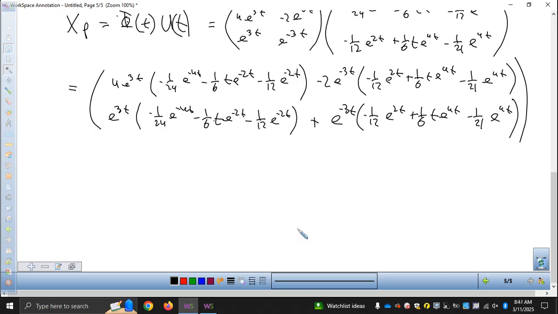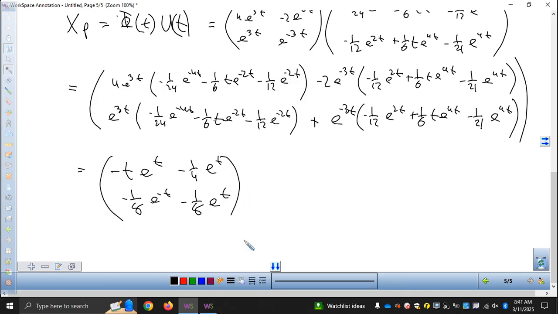And then we multiply everything out, combine like terms, simplify a little bit, and this becomes negative t e to the t minus 1/4 e to the t for my first row, minus 1/8 e to the minus t minus 1/8 e to the t. See, that's not that bad.